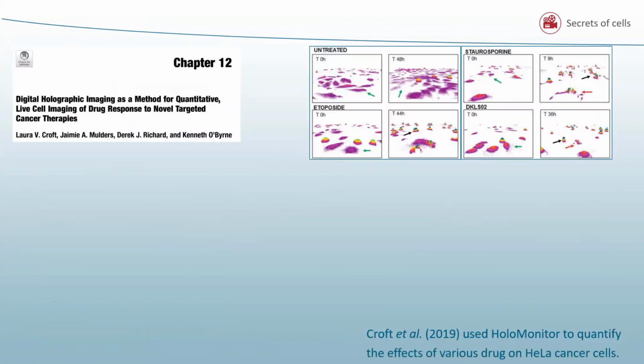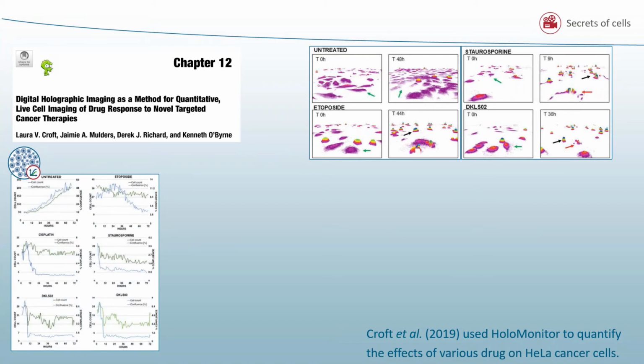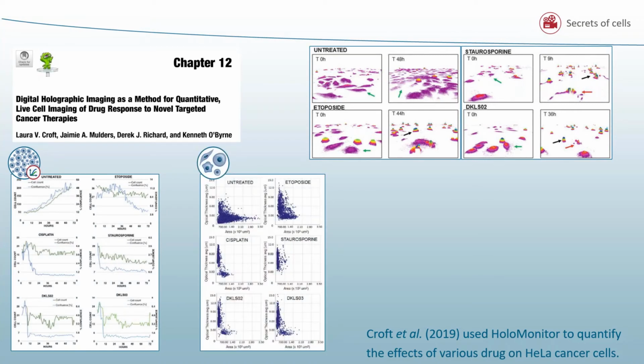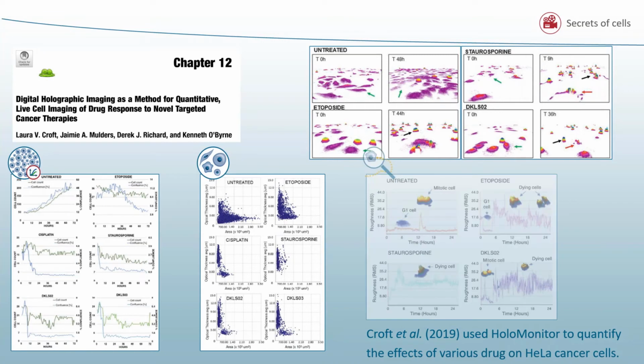In another example, Laura Croft with colleagues from Australia established a protocol to study different drug effects on HeLa cells. They used the proliferation application to study cell growth and cell morphology to understand how the drug affects the cell population. Additionally, they tracked single cells and analyzed their cell cycle stages.